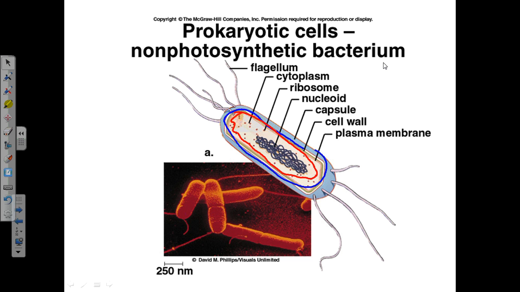Some bacteria have little flagella or cilia to help them move. You might think of a flagella sort of like a tail, almost like a paddle. That's its job, to help it move. That's your typical bacterial cell.